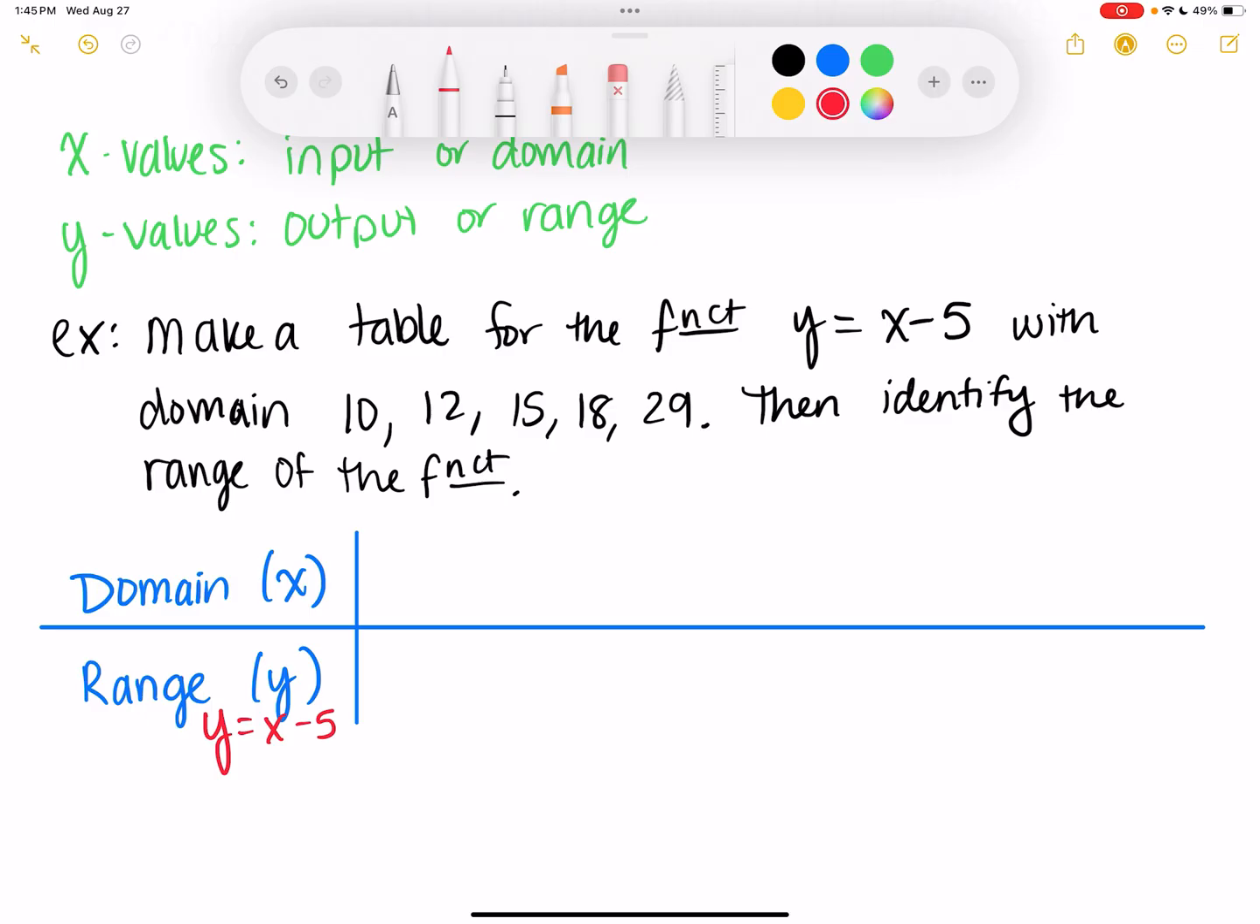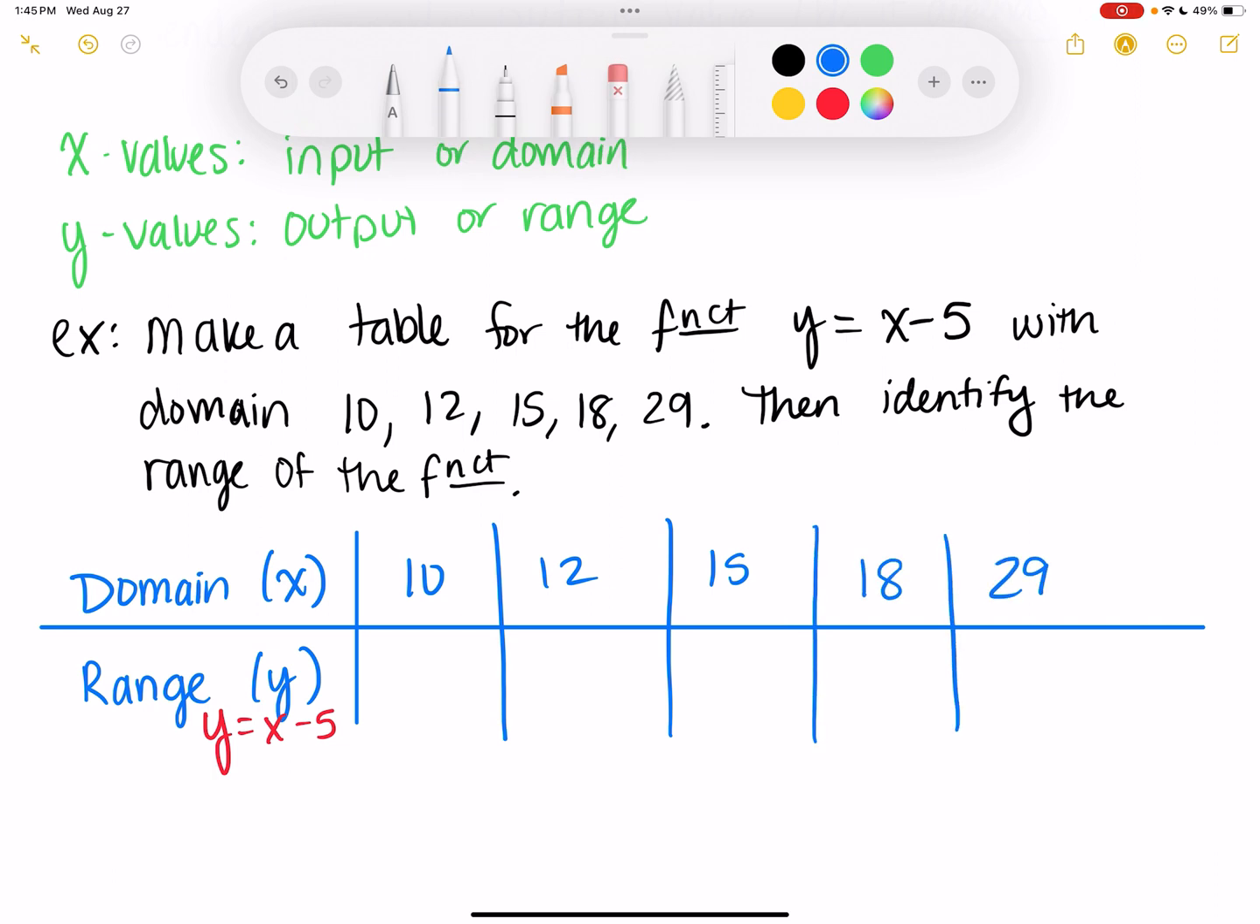my y values. Okay, so I've got 10, 12, 15, 18, and 29. So in my boxes down here, I'm going to replace x with this number in this equation to solve for the y value. So I'm going to have 10 minus 5, which is 5.